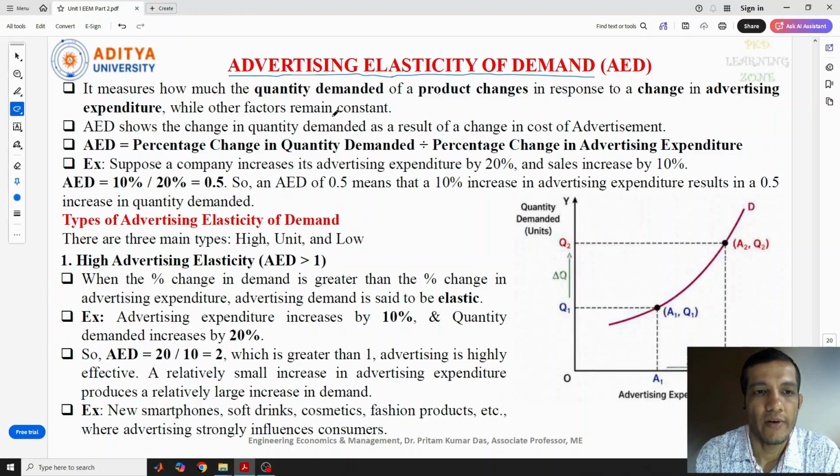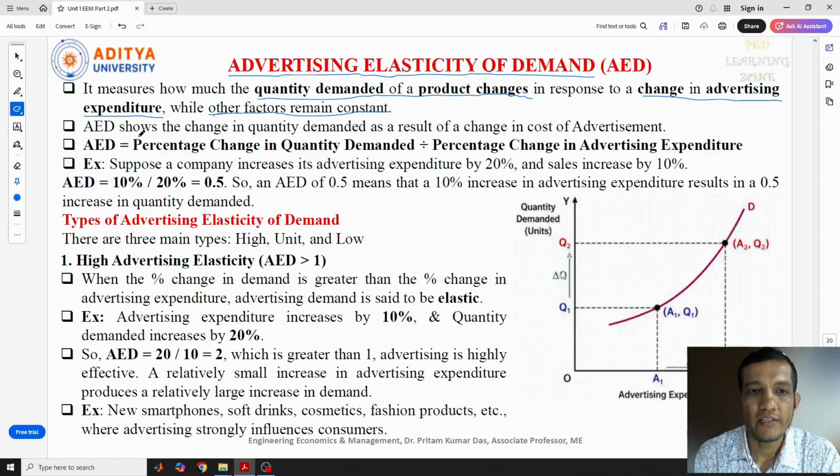It measures how much the quantity demanded of a product changes in response to a change in advertising expenditure. That means if you want to increase the demand of a product, you have to go for advertising, and how much expenditure you make on advertising needs to be compared, while the other factors are kept constant. Many factors, like population, land, or capacity, need to be kept constant.